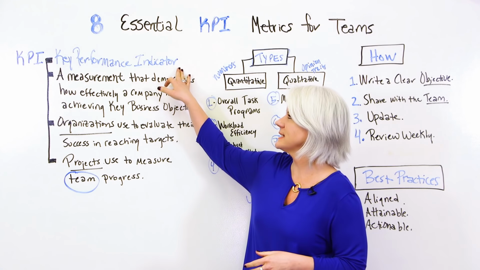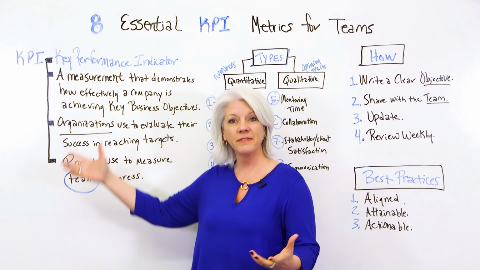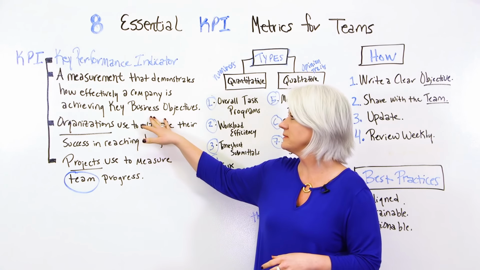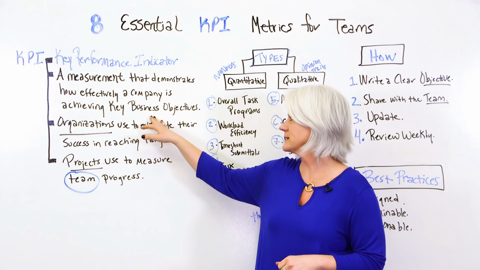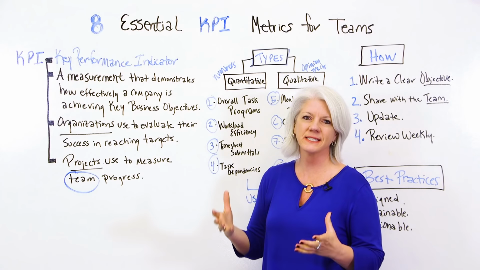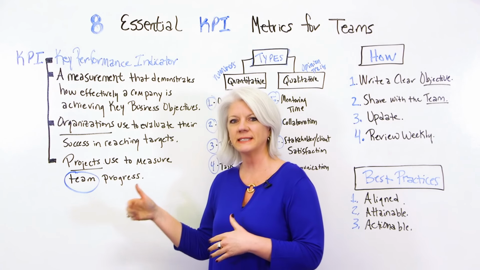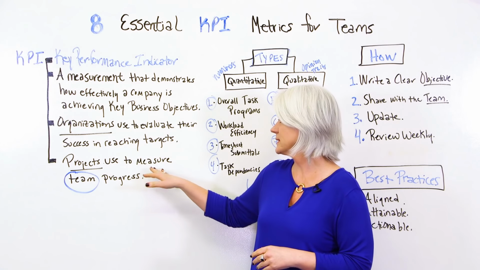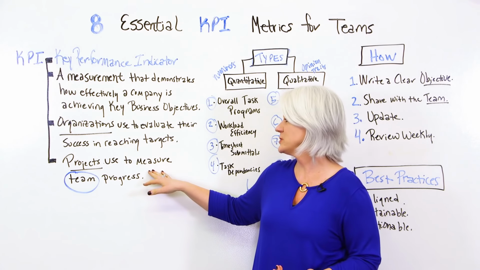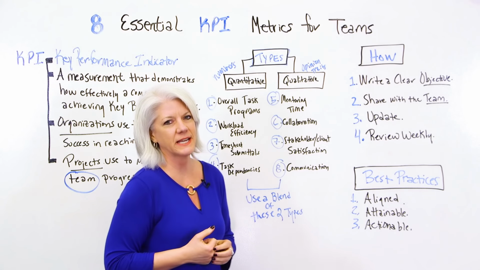So KPI is a key performance indicator, and it's a measurement that demonstrates how effectively a company is at achieving key business objectives. Organizations also use these to evaluate their success in reaching targets, but we can also use these in projects. And when used in projects, we're looking to evaluate and measure the team progress. So let's look at 2 different types.